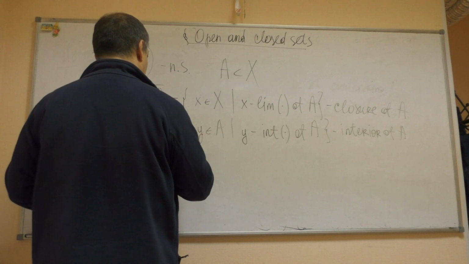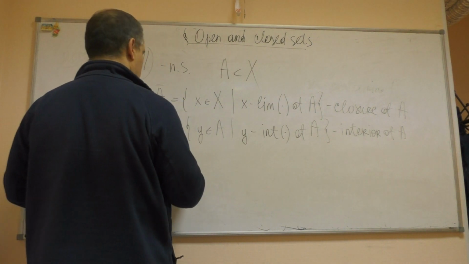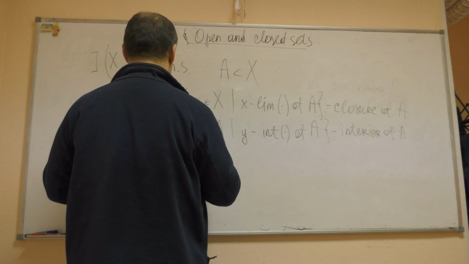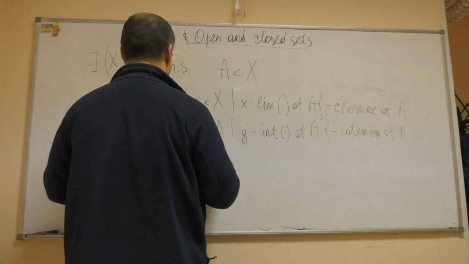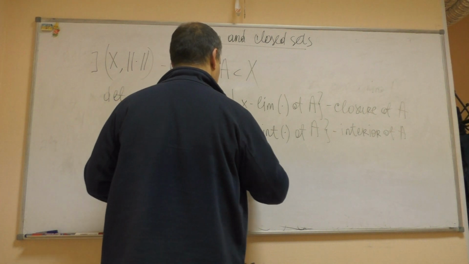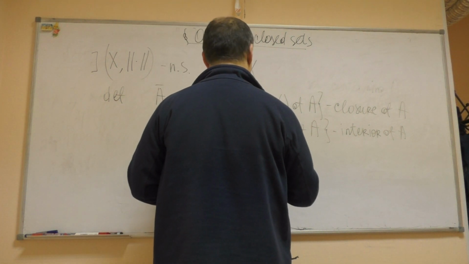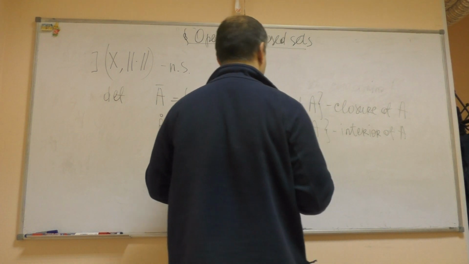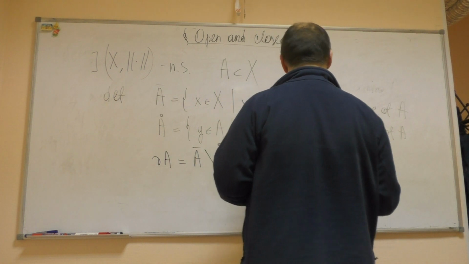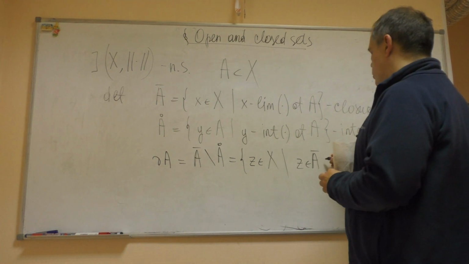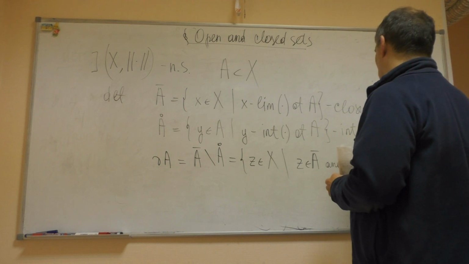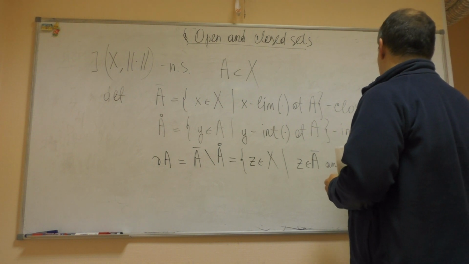And the boundary of A is the difference between closure and interior. So it's the set of all points from X such that they belong to our closure and they do not belong to interior.